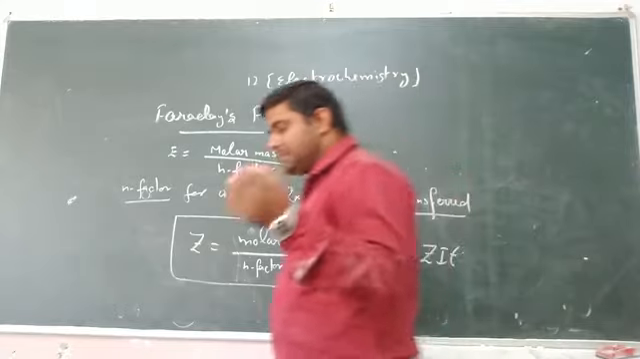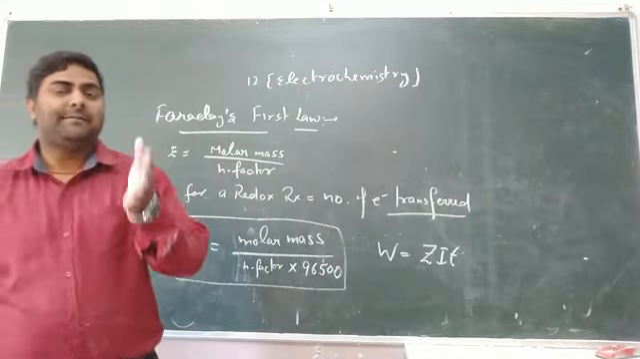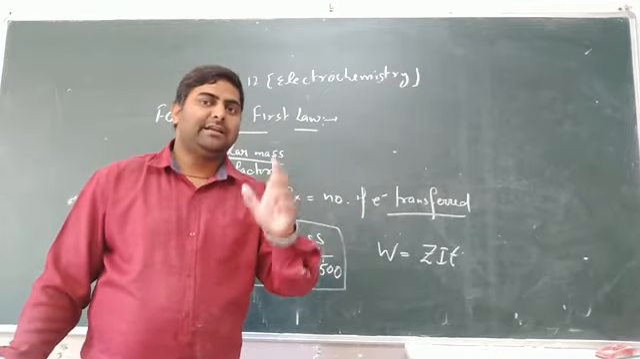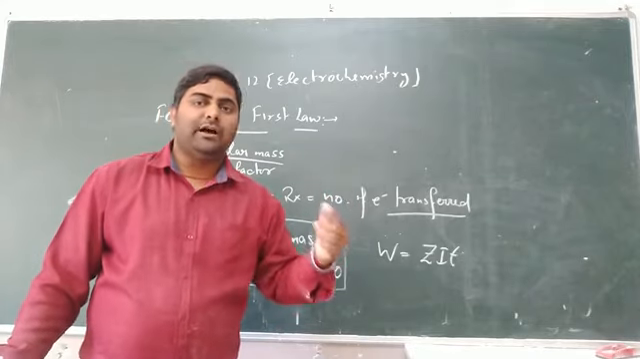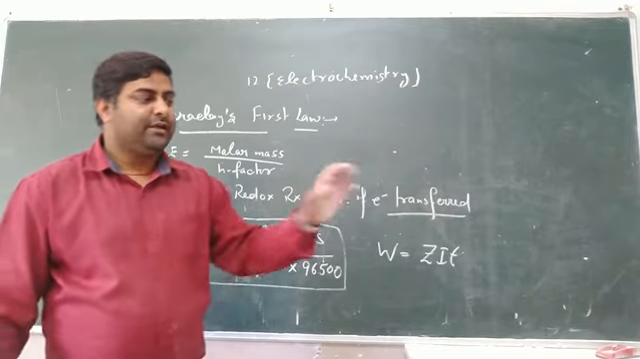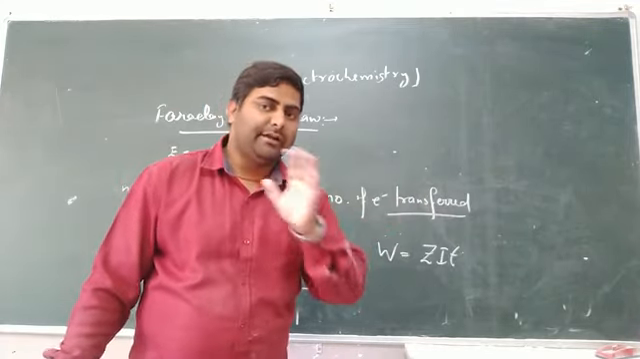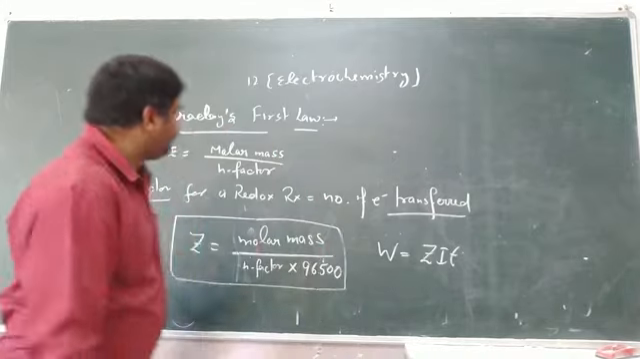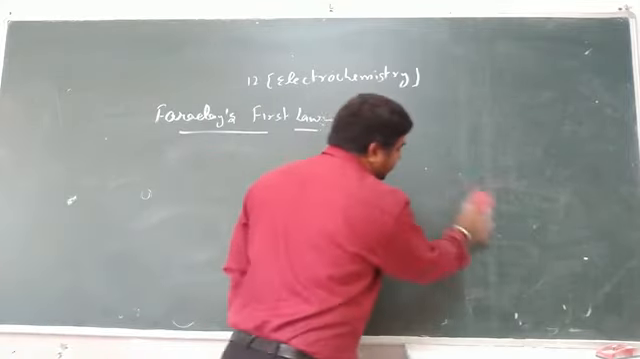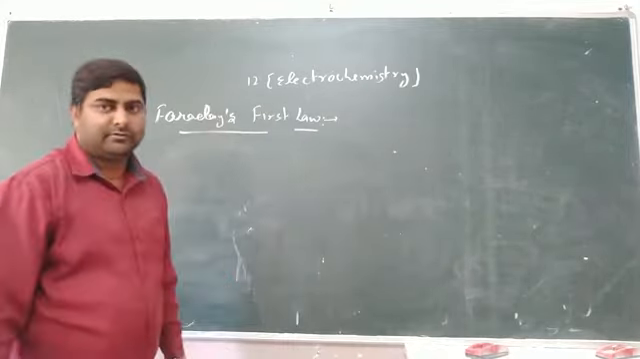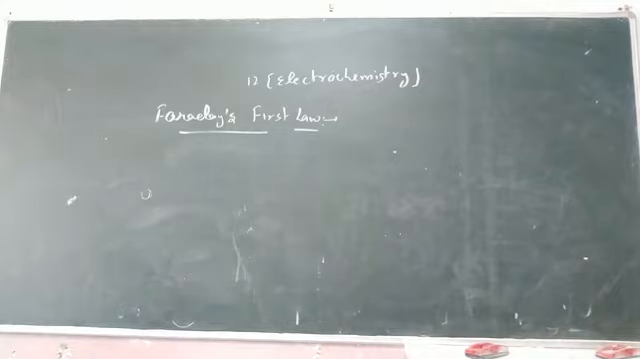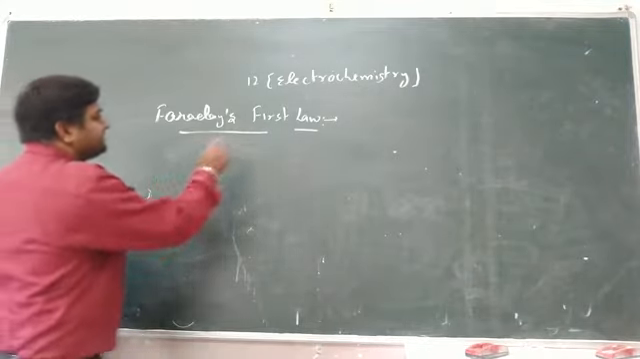Faraday's second law says that if the same amount of charge is passed through electrolytic cells connected in series, then the ratio of the amount of the substances liberated or deposited at their respective electrodes is directly proportional to their equivalent masses. It means W1 upon W2 equals E1 upon E2. So that is Faraday's second law.